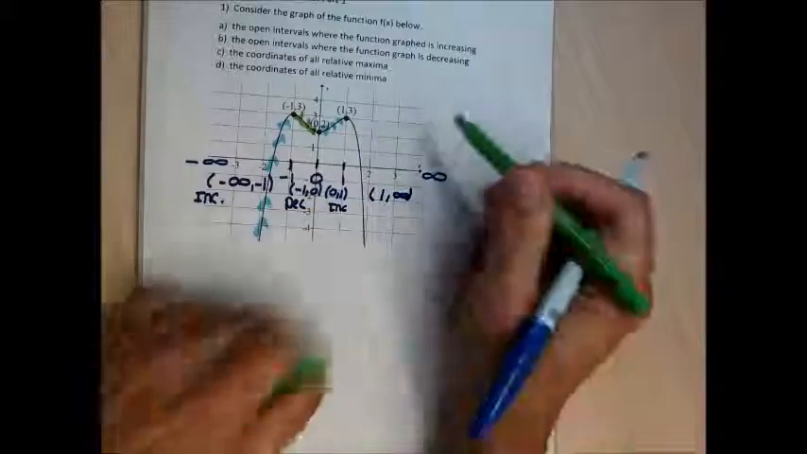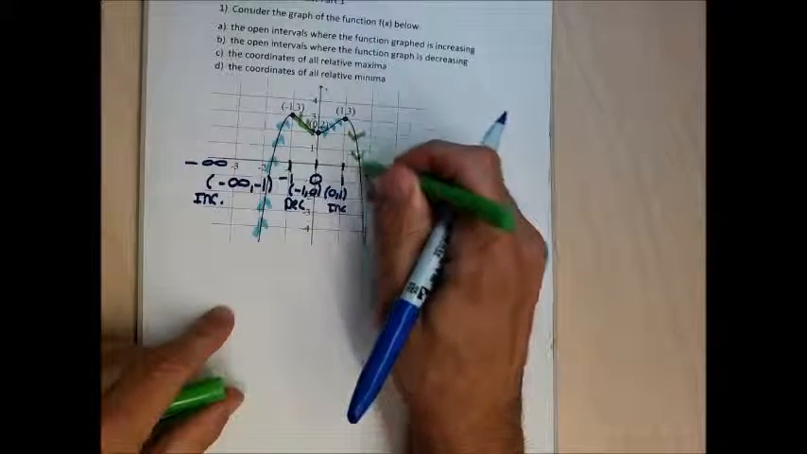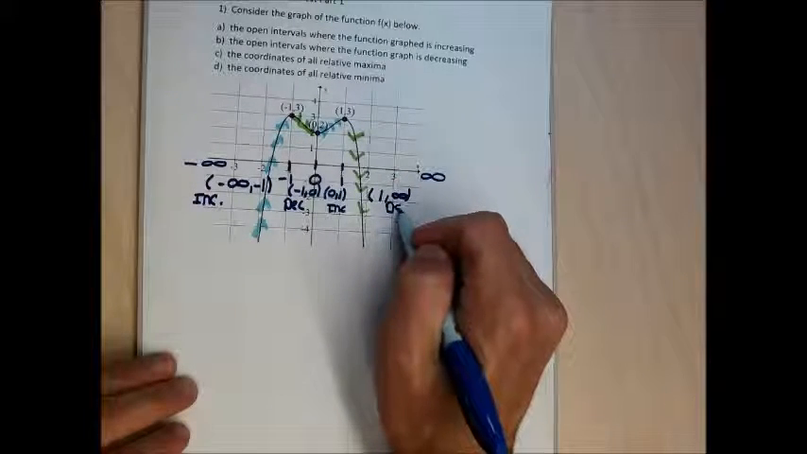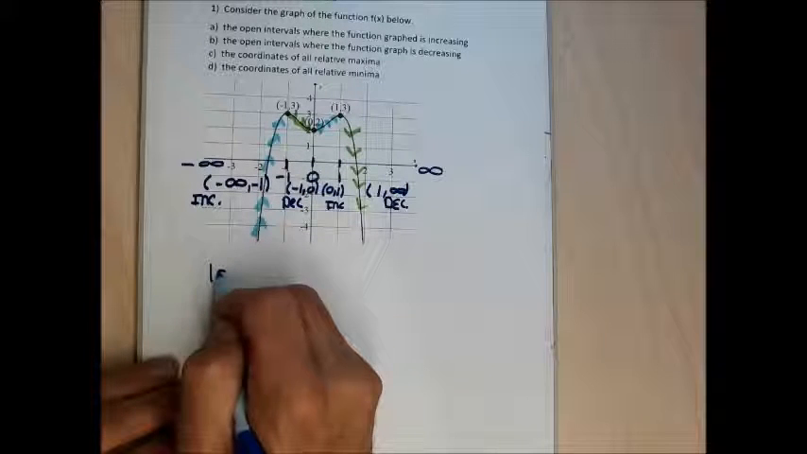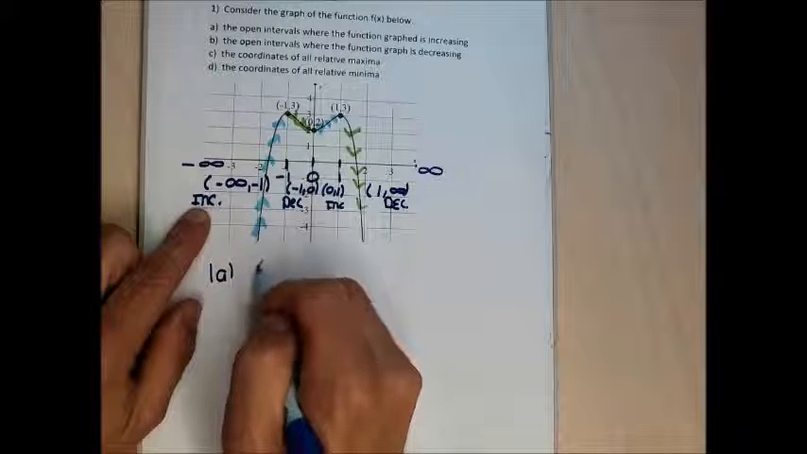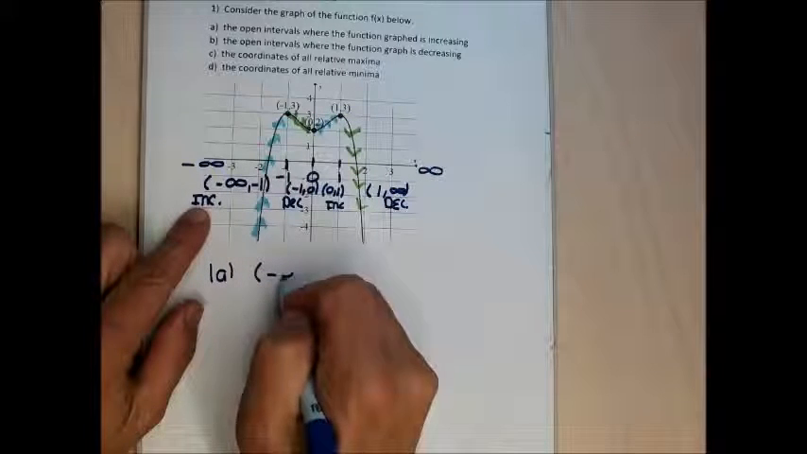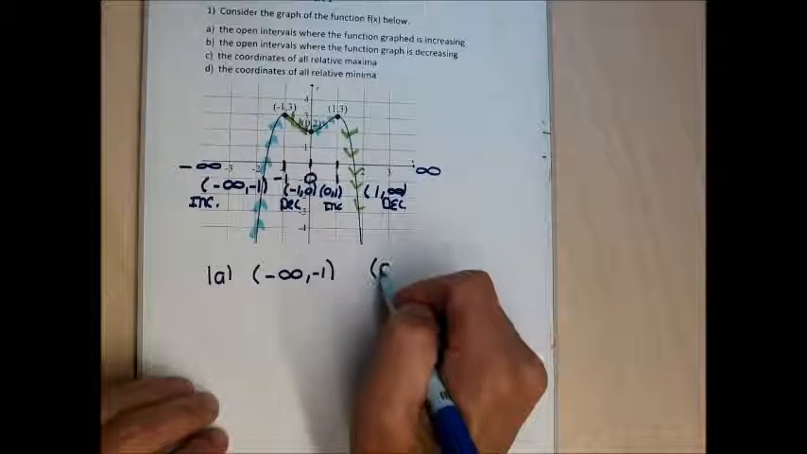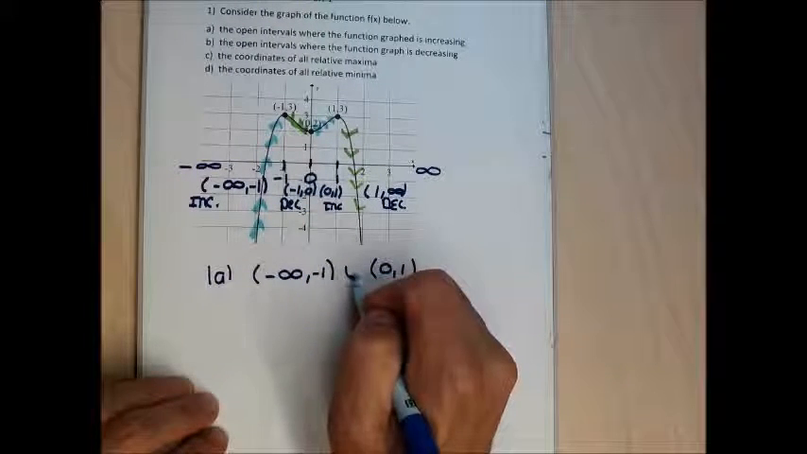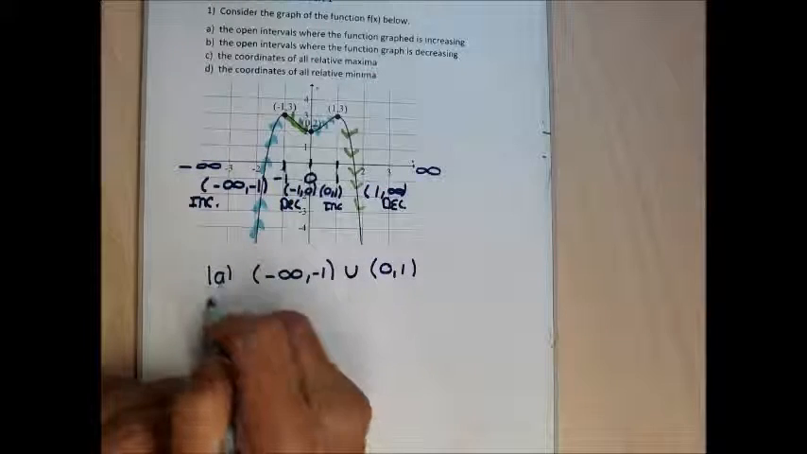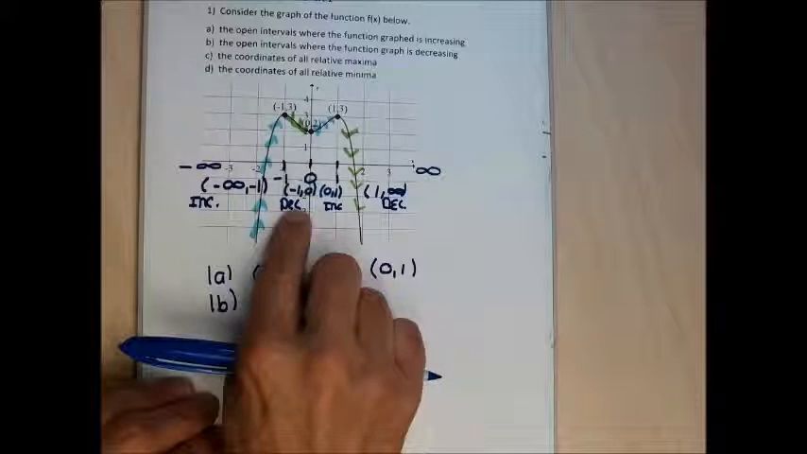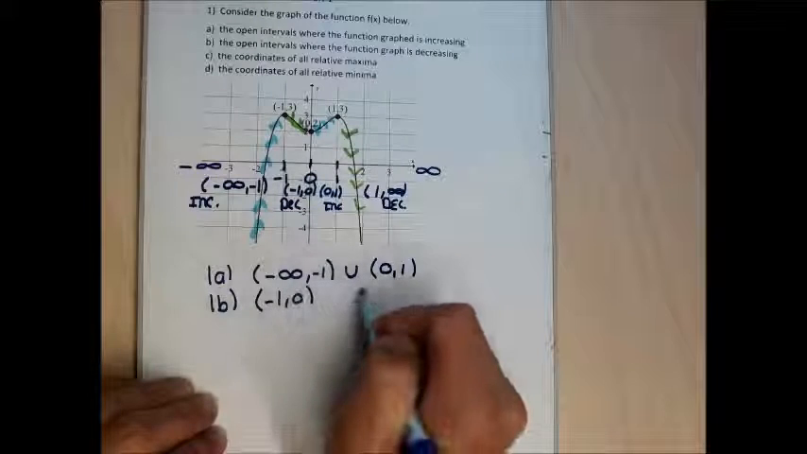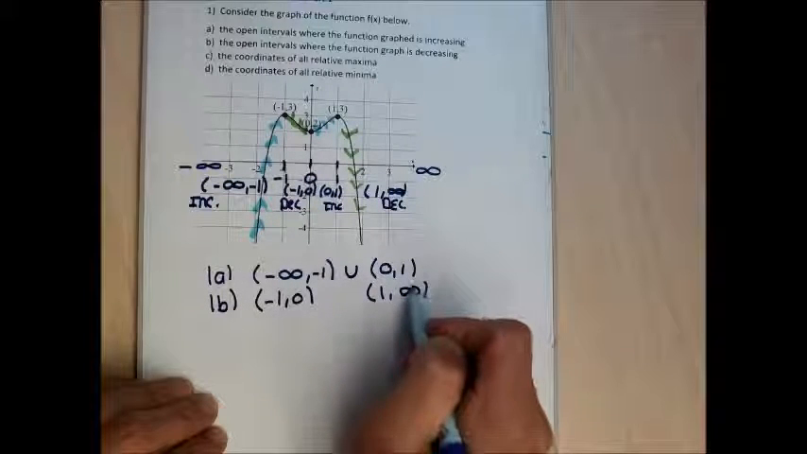And then the last interval from 1 to infinity corresponds to this portion of the graph, and that's an interval where the graph is getting lower as I move from left to right, so that's a decreasing interval. When I go to answer 1A, the intervals where the graph is increasing, I'm going to put the two intervals where I have the blue increasing arrows, the interval from negative infinity to negative 1, all round brackets, the interval from 0 to 1, and I'm going to separate those with a union symbol. For 1B, to give me the intervals where the graph is decreasing, I'm going to put the interval negative 1 to 0 and positive 1 to infinity, and separate those with a union symbol.